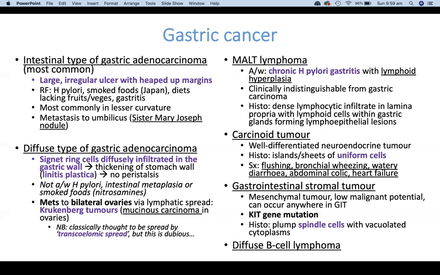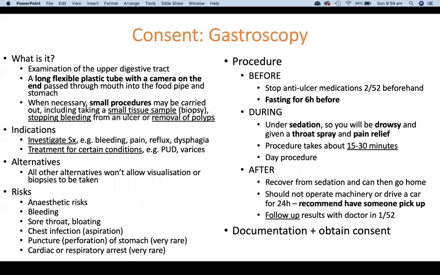So MALT lymphoma, the main thing from that is H. pylori. This is in your matrix, but I don't think it's so important. The carcinoid and GIST, don't worry about it. This is here for you to practice later on, consenting for a gastroscopy, but I won't go over it now. You can read it. So let's do some questions.